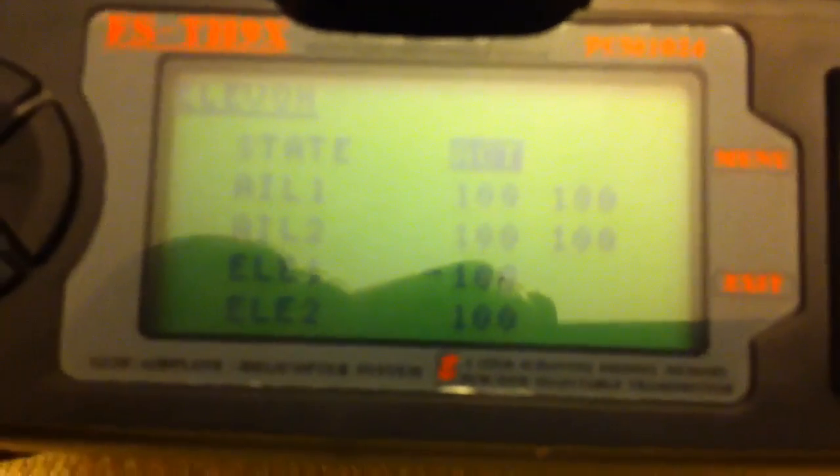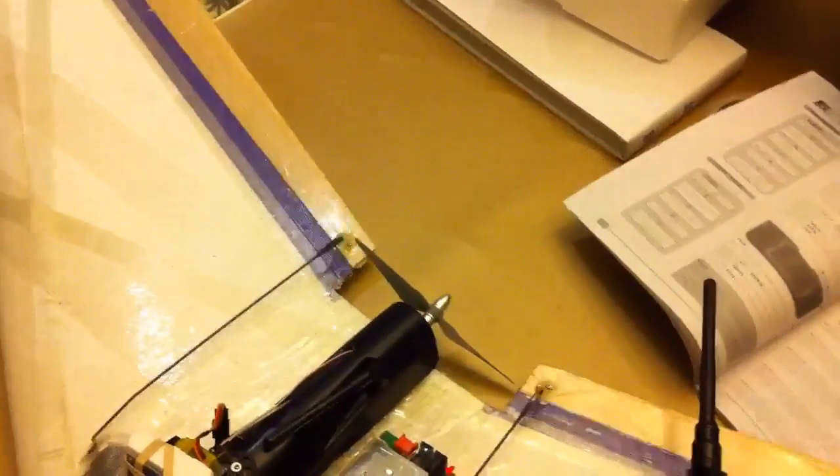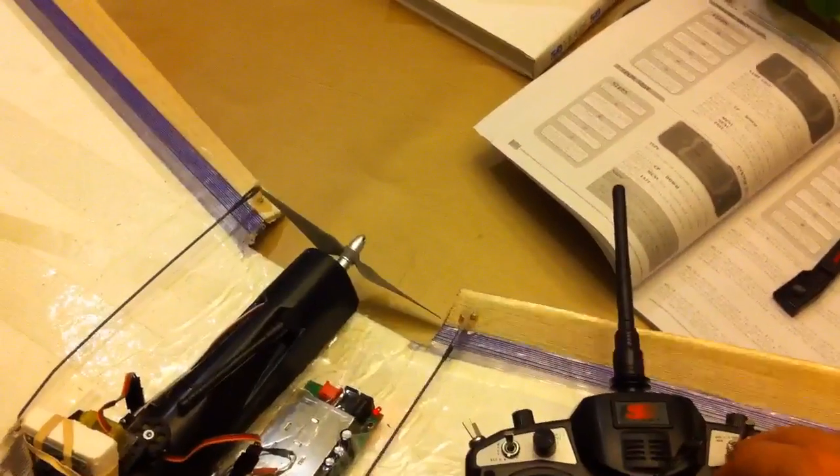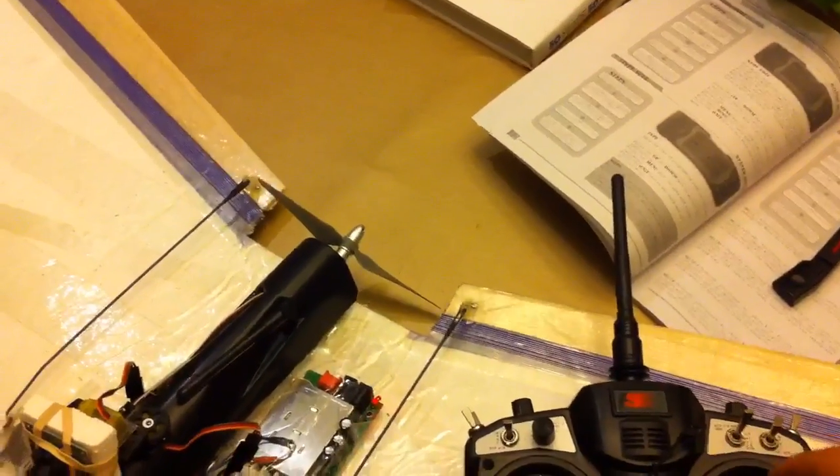Get my fingers out of the way. I got aileron 1 to 100 to 100. Aileron 2, 100 to 100. Elevator 1, negative 100. Elevator 2 to 100. And that gives me full deflection on the elevator. Full deflection on the aileron.